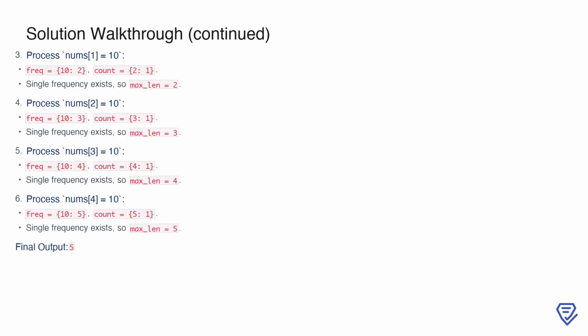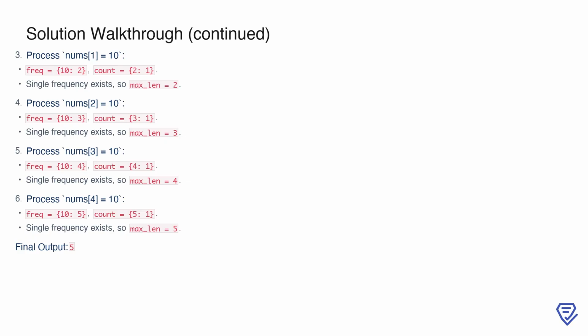Next, processing another 10 increases its frequency to 2, updating frequency to {10: 2}, and count to {2: 1}. Since there's still only one unique frequency, max_len becomes 2. As we process the third 10, its frequency increases to 3. Frequency updates to {10: 3}, and count to {3: 1}, and again, with a single frequency, max_len becomes 3.